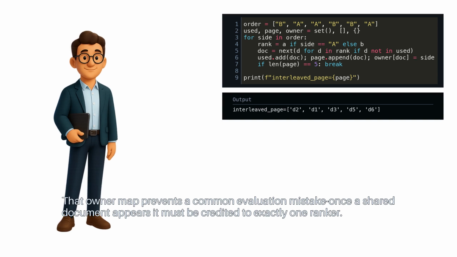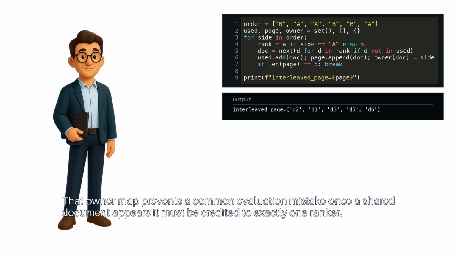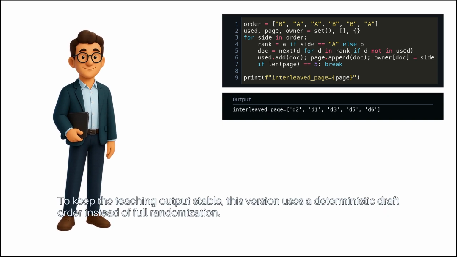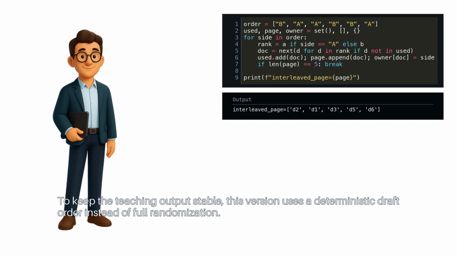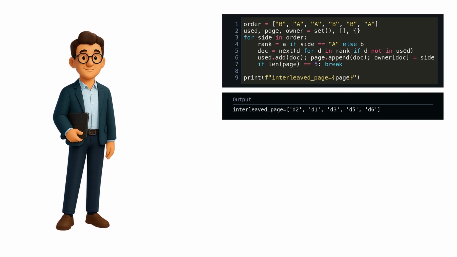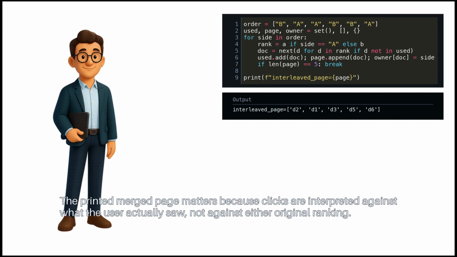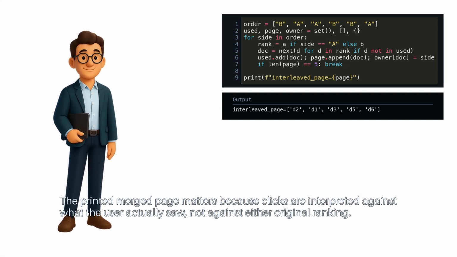Once a shared document appears, it must be credited to exactly one ranker. To keep the teaching output stable, this version uses a deterministic draft order instead of full randomization. The printed merged page matters because clicks are interpreted against what the user actually saw, not against either original ranking.